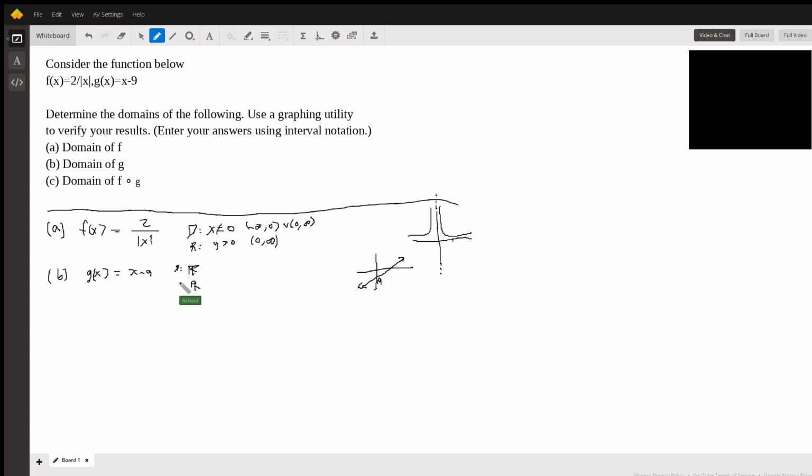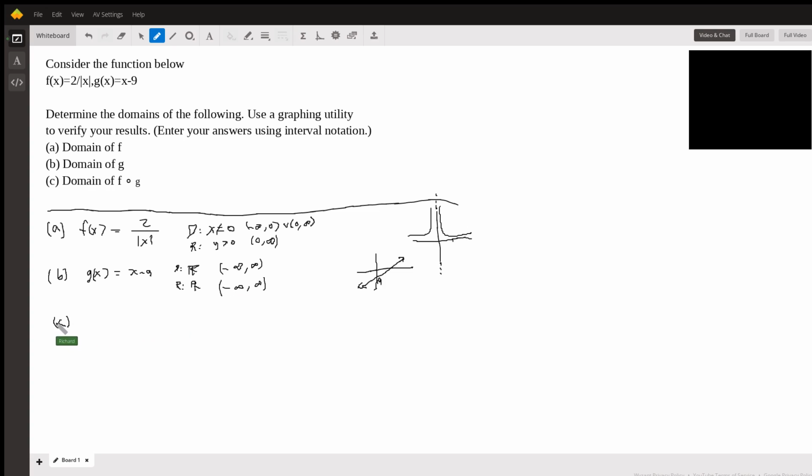Domain and range. I prefer using these ways of indicating domain and range. It's shorter, less difficult to write out. But the teacher's asking for interval notation, so we'll give them what they want.